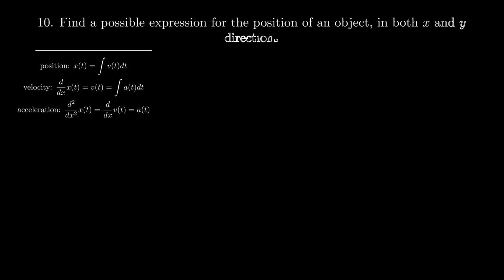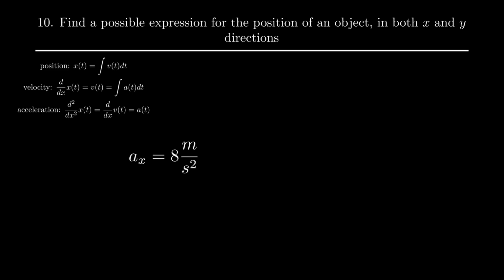And for our next problem, we have to find a possible expression for the position of an object in both the x and y directions. In the problem, we are given that the acceleration in the x direction is equal to 8 meters per second squared, and the acceleration in the y direction is equal to 0 meters per second squared. So, in order to find the velocity in the x direction, we simply integrate the acceleration in the x direction, and we do the same for the y.